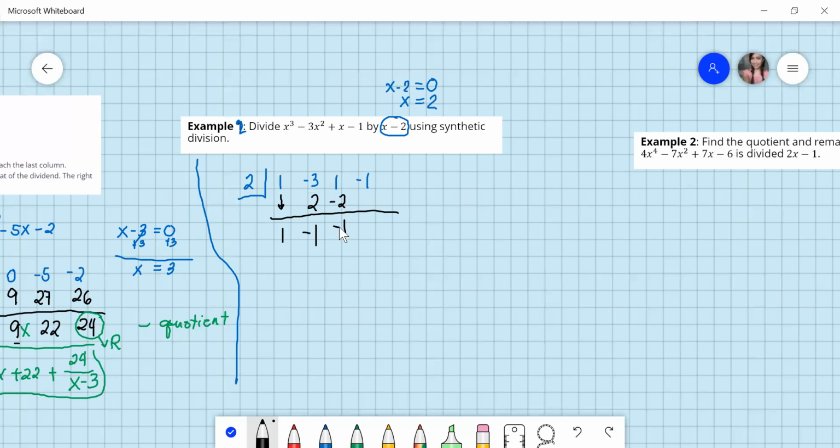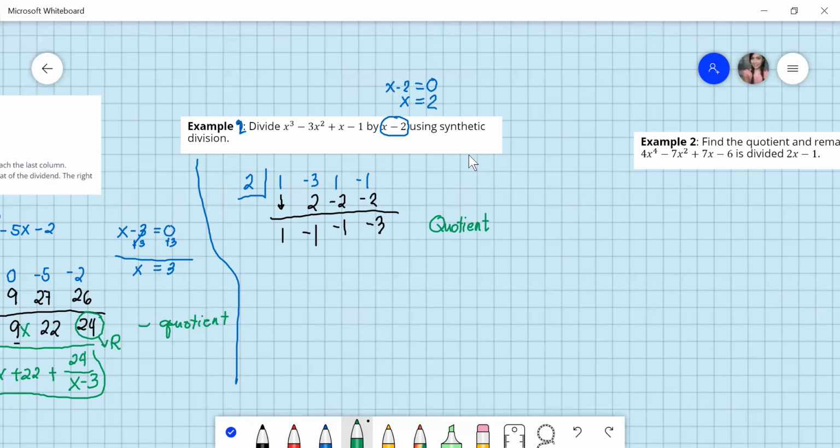And then repeat the process. 7 times 2 is 14. And then add -1 plus 14, and that would be 13. The third row will be our quotient. So this is now our quotient.